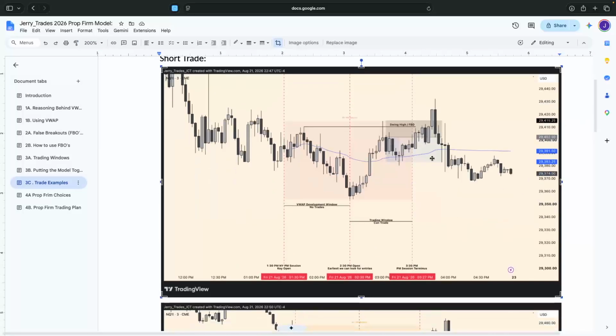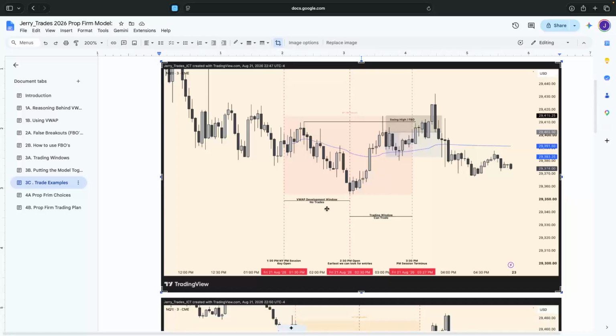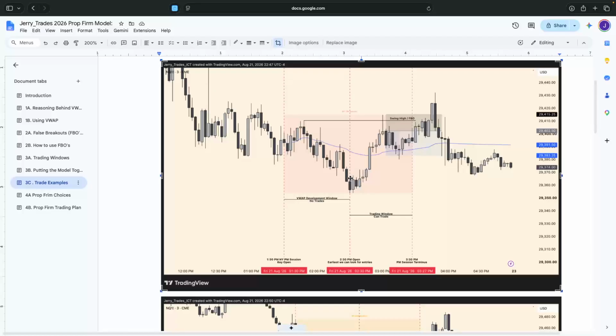As you can see here, this is a short trade. This is a PM session trade. At 1:30 p.m. to 2:30, we don't have any trades, right? No trades. We're not taking this trade. You can see that we have a swing low here. We close back inside the range. I'm not taking this trade. You can take this trade if you want to, but for me, I need to see a setup. I need to see that false breakout form after 2:30. So this personally for me is not a valid trade, but you could take this if you wanted to.